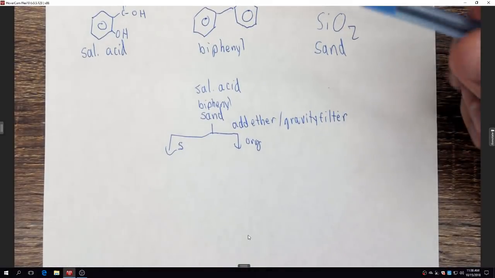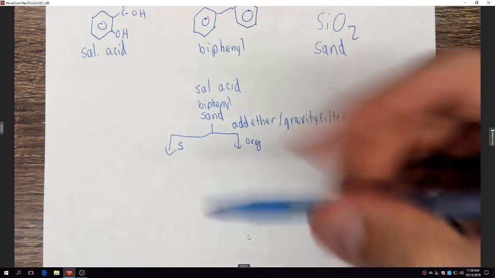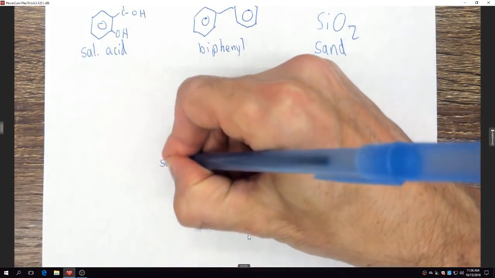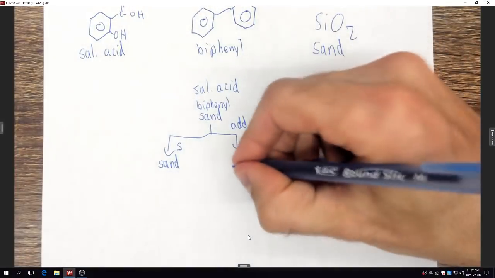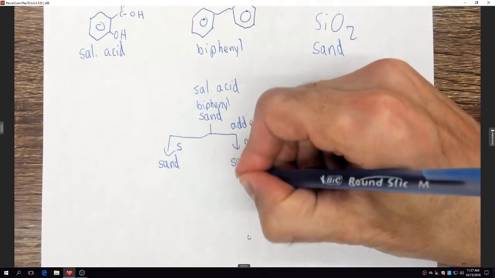Which one is going to stay on the filter paper as a solid? Sand. And then the other 2 are going to dissolve. Salicylic acid and biphenyl.